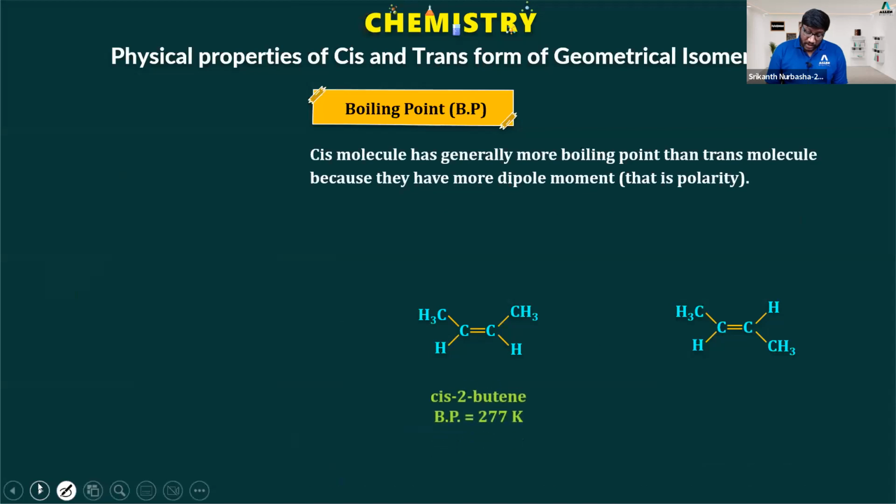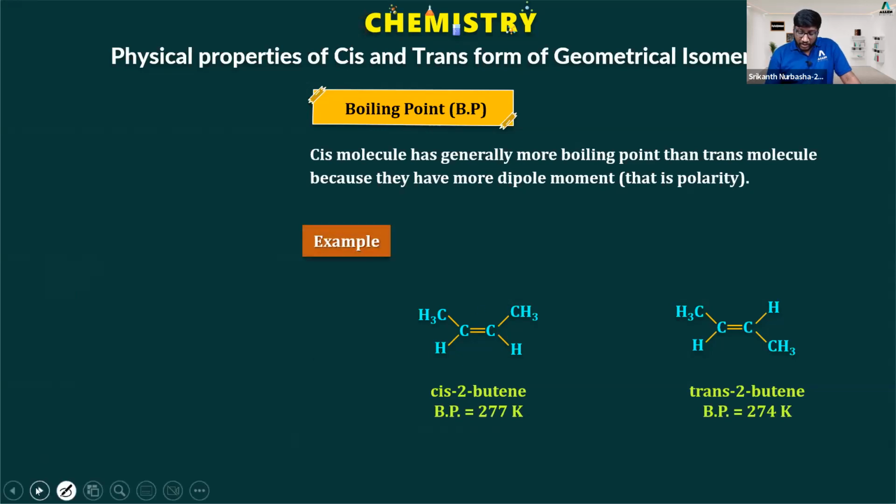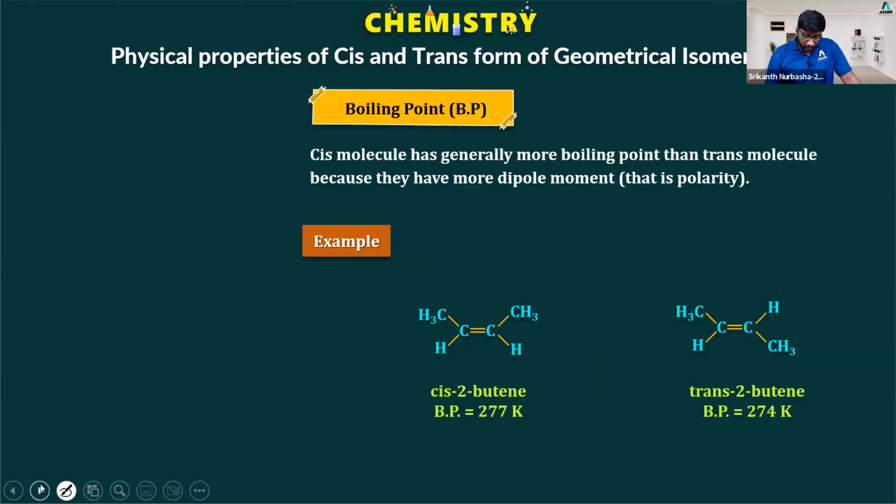So for boiling point, the cis molecule generally has a higher boiling point than the trans molecule. Generally means in case the two types of groups are the same. So the net mu in the cis is greater when compared to trans. So that is why you will have a higher boiling point for cis when compared to trans.